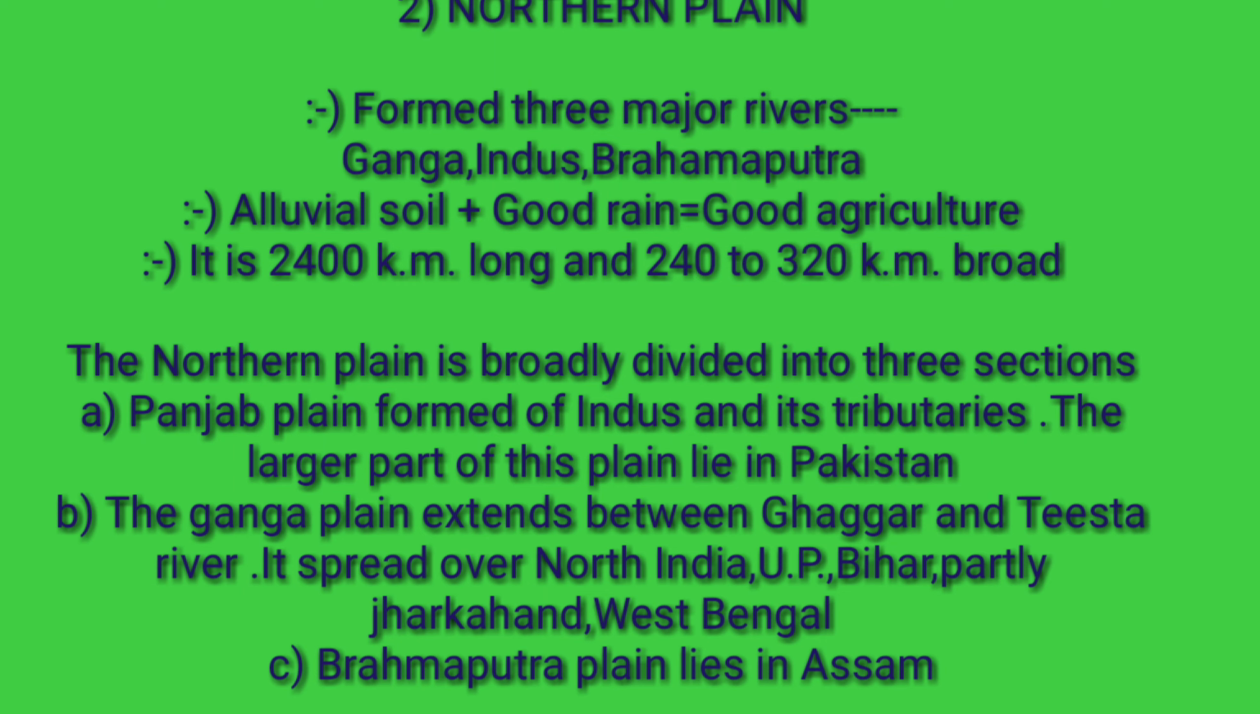The northern plain is broadly divided into three sections. A, the Punjab plain, formed by the Indus and its tributaries. The larger part of the plain lies in Pakistan. B, the Ganga plain, extends between the Ghaggar and Tista rivers. It is spread over North India, UP, Bihar, partly Jharkhand and West Bengal. And C, the Brahmaputra plain lies in Assam.